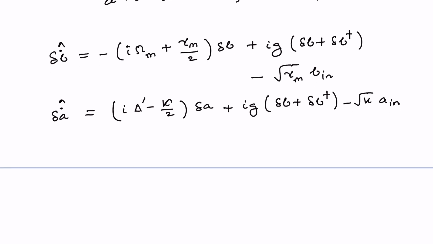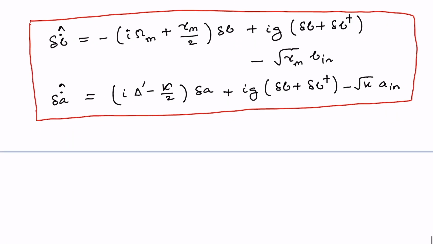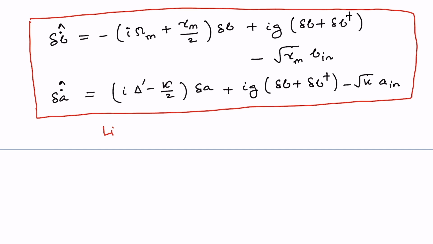These are again the quantum Langevin equations, but this time we are writing everything in terms of the annihilation and creation operators only. So this is called the linearized quantum Langevin equations. This is another form. However, it also gives the same physics.